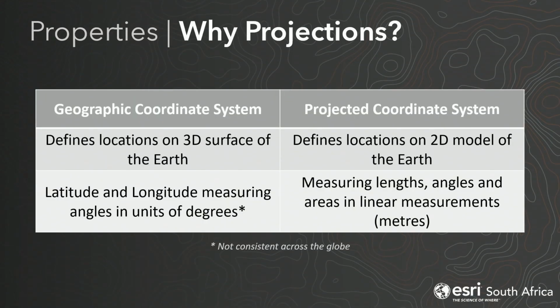If we look at the right, we define a projection on a 2D model of the world. So that now makes it a flat plane or a map. And here we can measure lengths, angles, distances, etc. And they're all measured in a standardized measurement, such as meters or square meters or degrees, etc. So that is why we have to move towards projections and can't keep everything in a geographic coordinate system, because what we measure in the south of South Africa versus what we measure on the equator is different and is not consistent. But let's look at the history of projection.